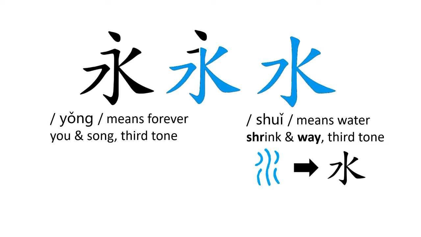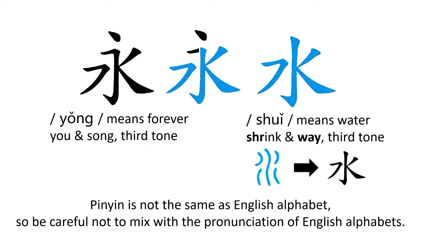The pronunciation of 水 is the beginning of shrink. Keep the retroflex part here and then add way. So it will sound like 水. Then make it a third tone. From 水 to 水.